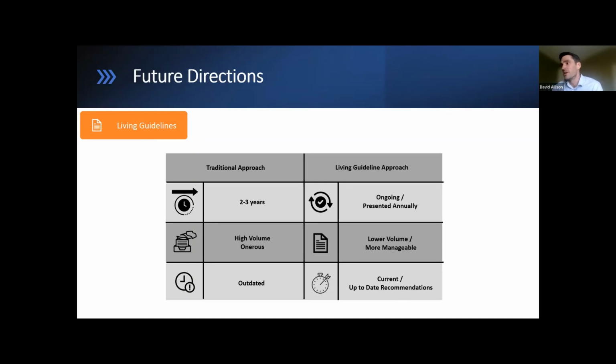So an alternate approach to this is what's known as the living guideline approach. Essentially what happens with a living guideline approach is that the literature reviews are continuously performed. We would update our systematic literature reviews on a continuous basis and then present those results on an annual basis to the working group so that they can take a look and create new recommendations and update the guidelines. It's an ongoing process, but it leads to a lower volume of literature at any given time, so it is more manageable. And then most importantly, it leads to much more current and up-to-date recommendations.